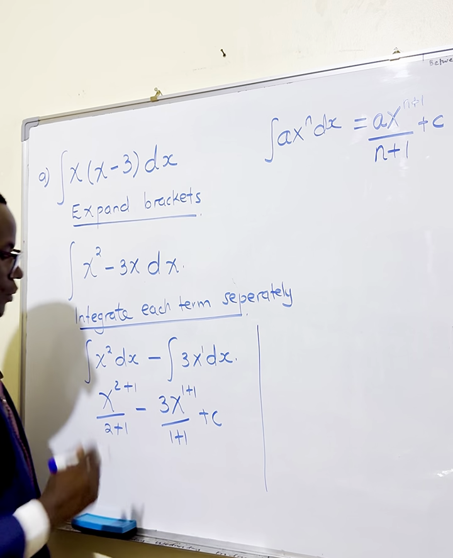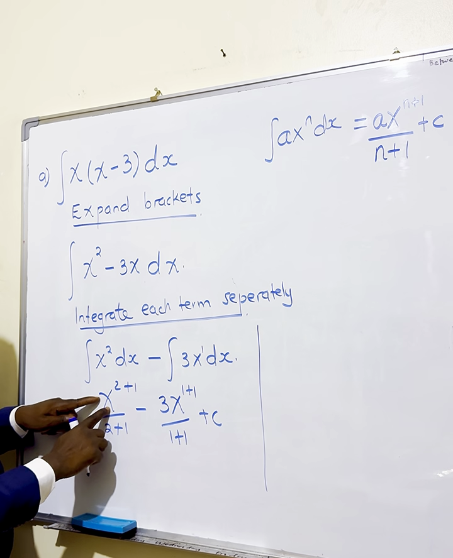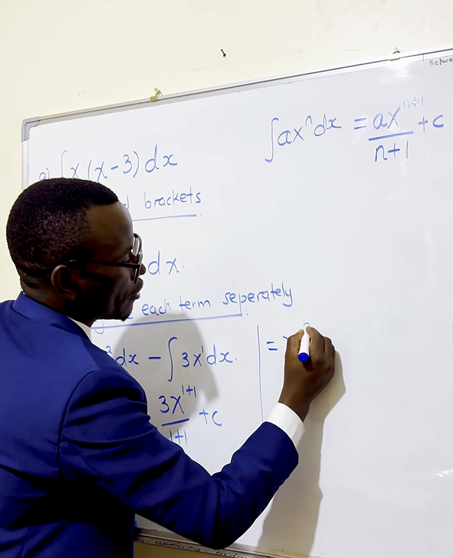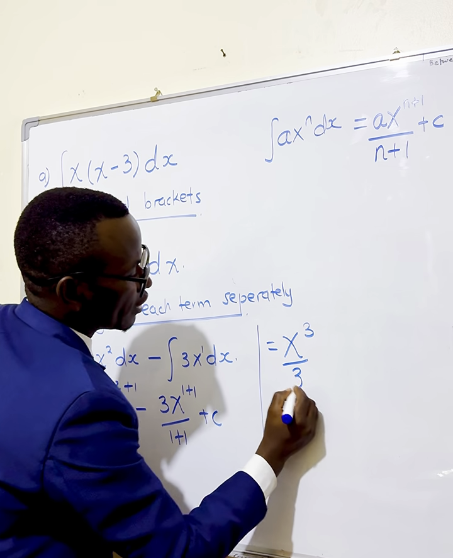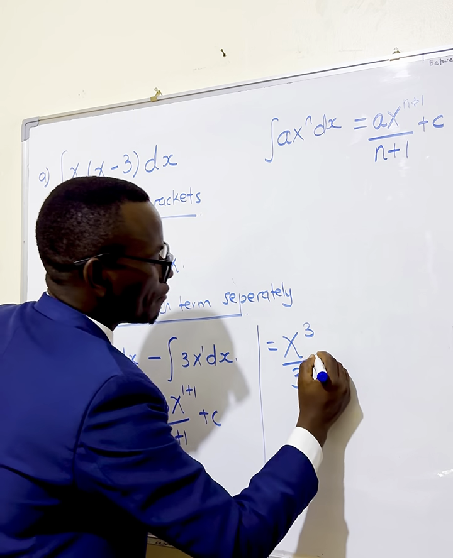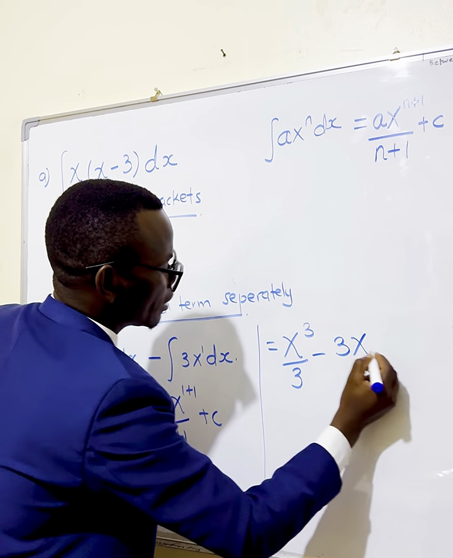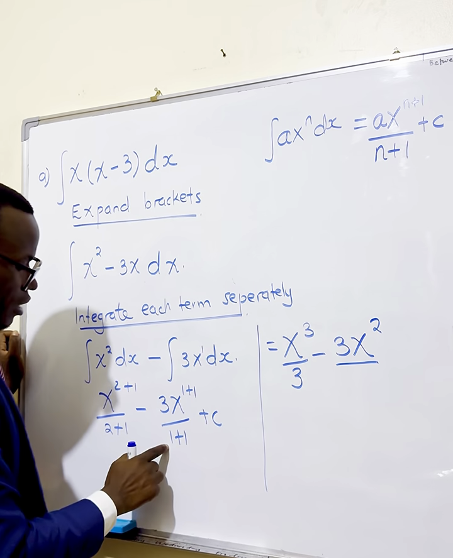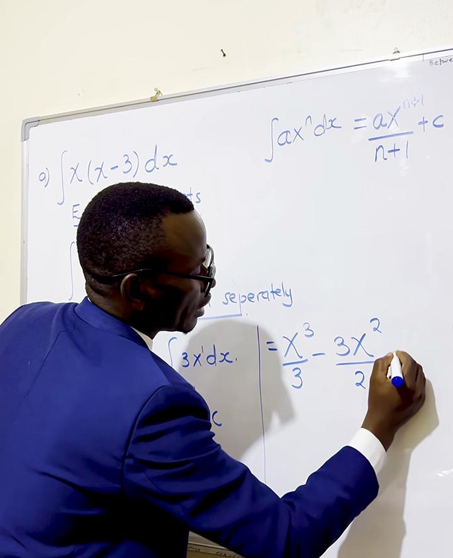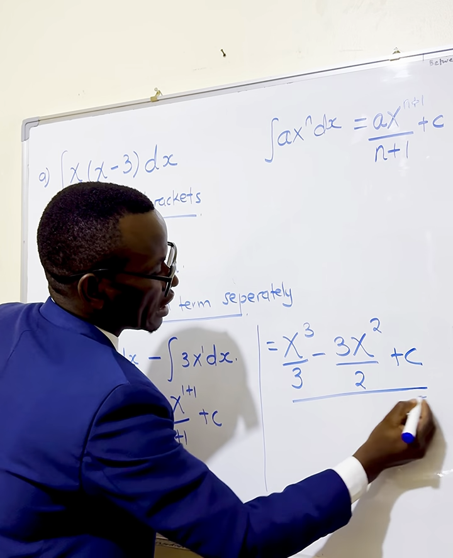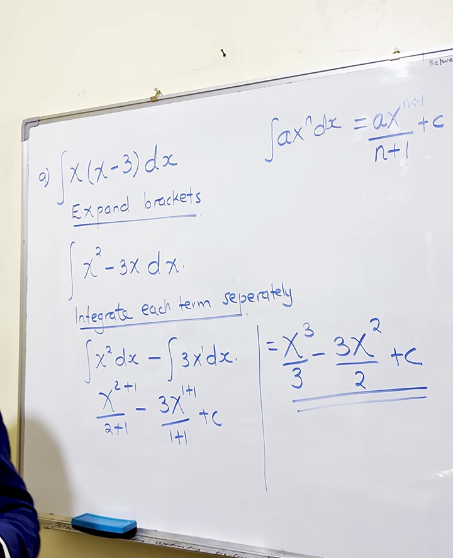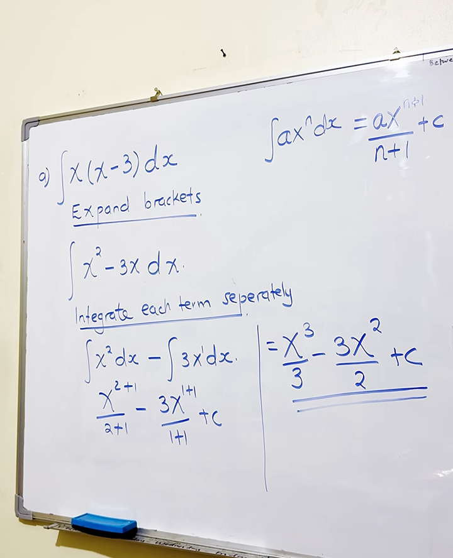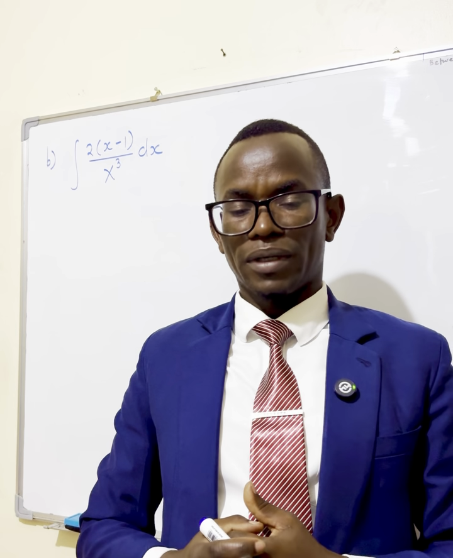So we are going to simplify. Now I have x to the 2 plus 1, that is x raised to power 3, everything divided by 3. Then minus 3x to the 1 plus 1, that is a 2, out of 1 plus 1, that is a 2, then plus a constant of integration. That is part A. So let's do part B. Let us do part B together.